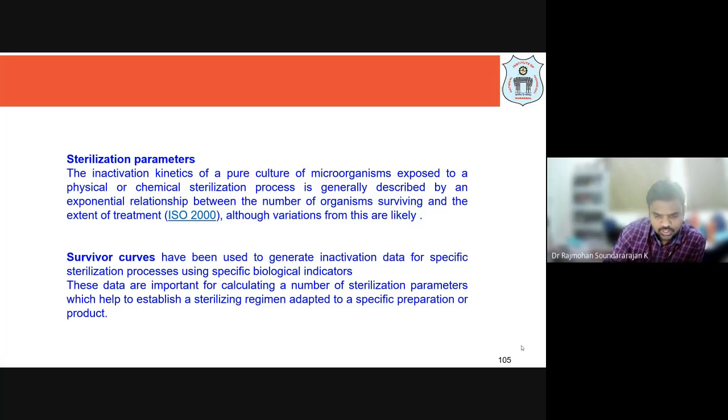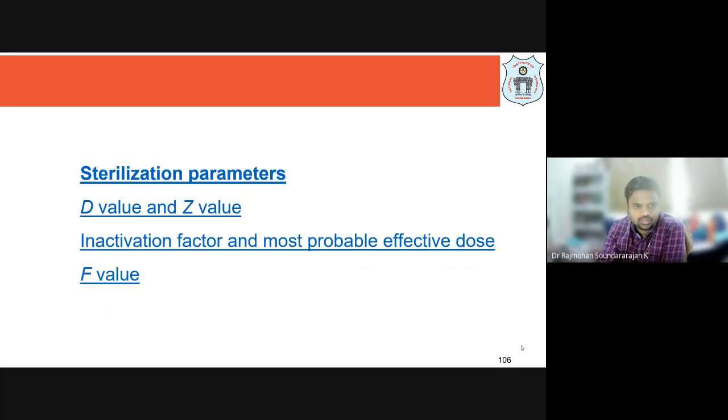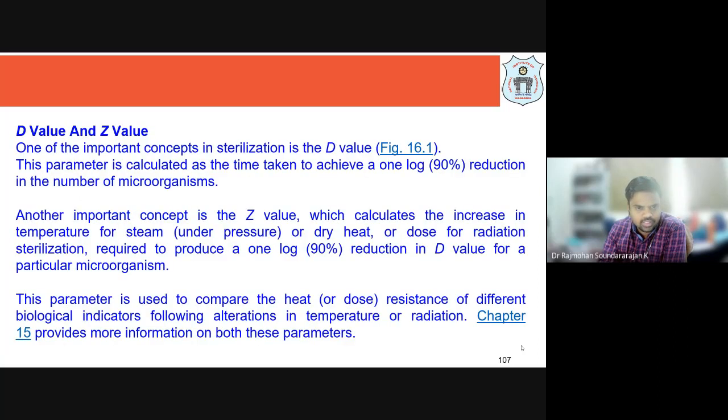They are being used to generate inactivation data for a specific sterilization process using specific biological indicators. So these data are important for calculating a number of sterilization parameters which help to establish a sterilizing regimen adapted to a specific preparation or product. Okay. So we have seen different values. In the last lecture we discussed D values, Z values, what is the inactivation factor, and the most probable effective dose, F value. Okay, so these values we have discussed already.